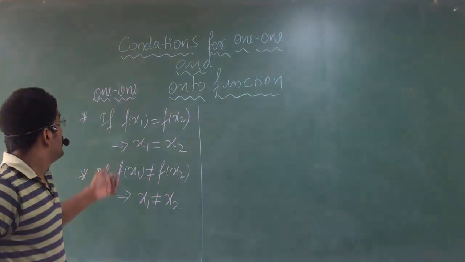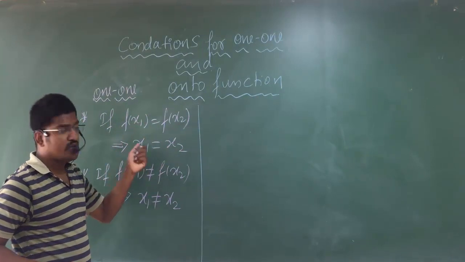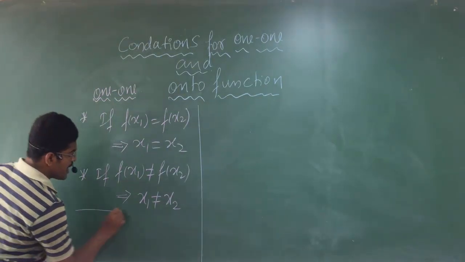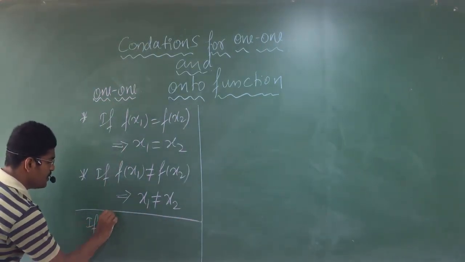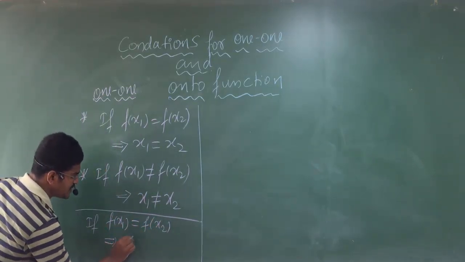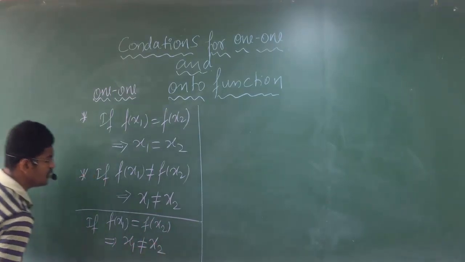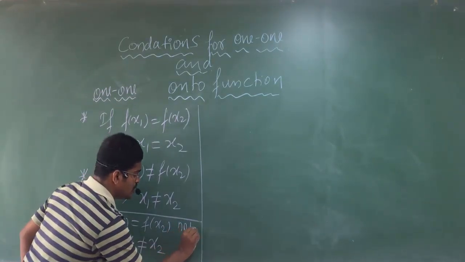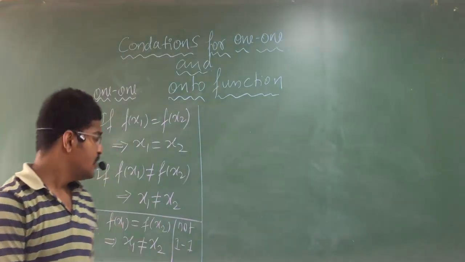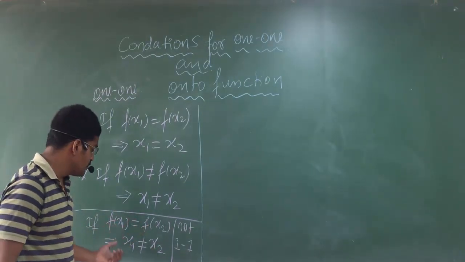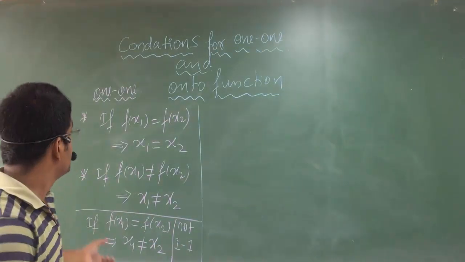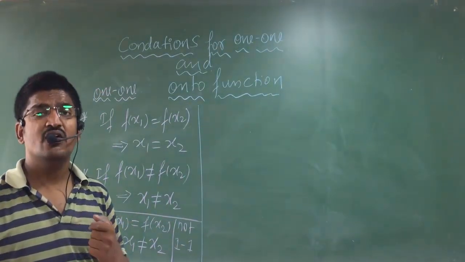Clear? Okay. If f of x1 is equal to f of x2 implies x1 equal to x2, if you prove both of these, then it is going to be one-one. And if f of x1 is equal to f of x2 but it implies x1 is not equal to x2, then it is not one-one. Are you clear? So these are the conditions for a one-one function.